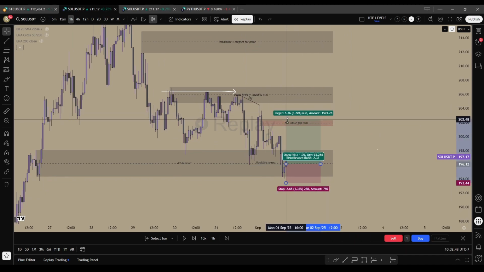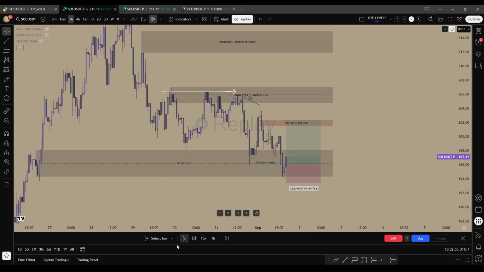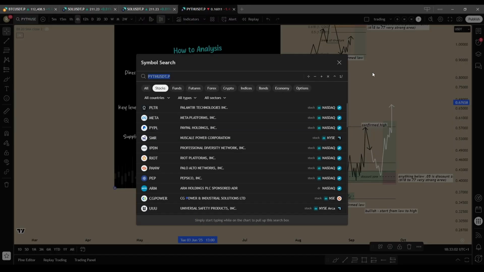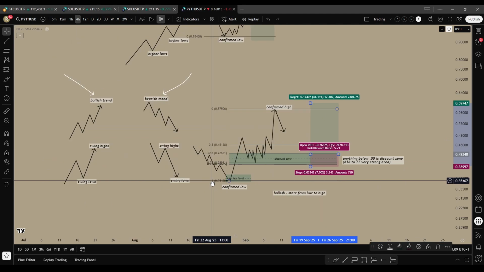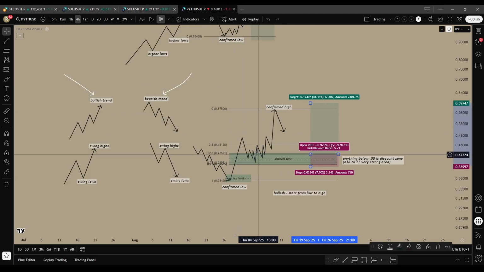Okay, but this, I have to say, is more of the aggressive entry. Once we get up here, now we have a break of structure. This is where we are going to have to apply this right here. If you look at it, we have price going from a downtrend, or let's go back over here, price going from a downtrend back to an uptrend, right?